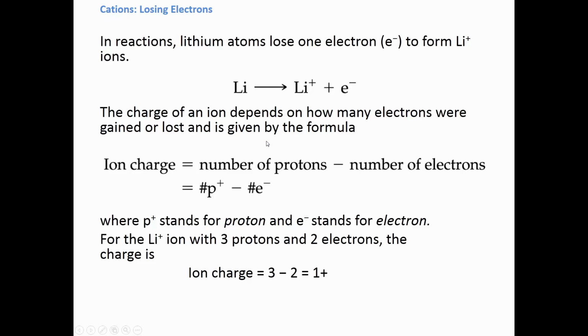The charge of that is the difference between the protons and electrons. So the number of protons minus the number of electrons. A neutral atom has these the same, so it would have zero charge. For this particular example, we would have 3 protons and 2 electrons, so we would have a +1 charge.